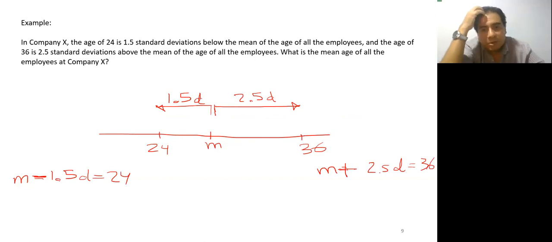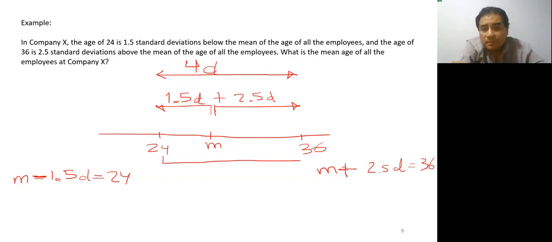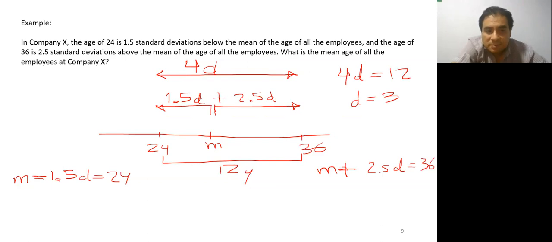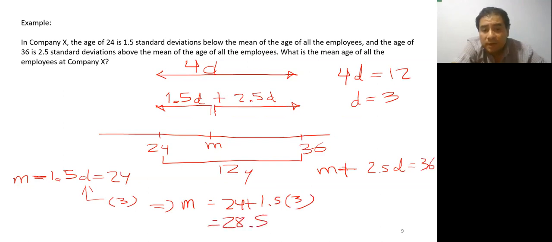Okay, with these two equations, we can quickly solve for the mean, but you can also do it graphically, because if you notice here, the whole distance would be equivalent to 4 standard deviations, 1.5 deviations plus 2.5 deviations, right? But if 4 standard deviations stand for 12 years of difference, that is to say that 4 times d is 12, then the standard deviation will be 3 years. And you can just replace here. So the mean would be 24 plus 1.5 times 3, that is 28.5 years. That would be the mean value or mean age.